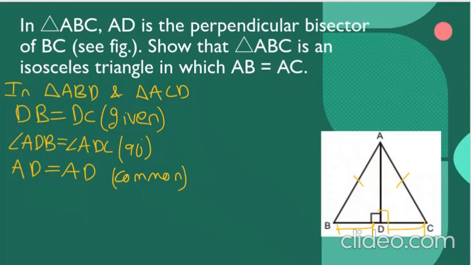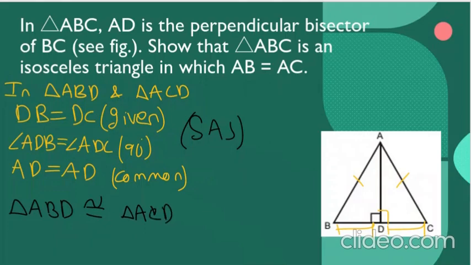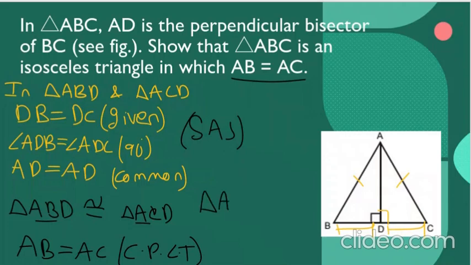So now again which criterion do I use? I used my SAS criterion again. Now by SAS congruence, what do we get here? We will say that triangle ABD is congruent to triangle ACD. Now what they said, AB equals BC, so AB equals AC. Why? Again as per CPCT, corresponding parts of congruent triangles. So hence we proved that triangle ABC is an isosceles triangle. Super easy question.